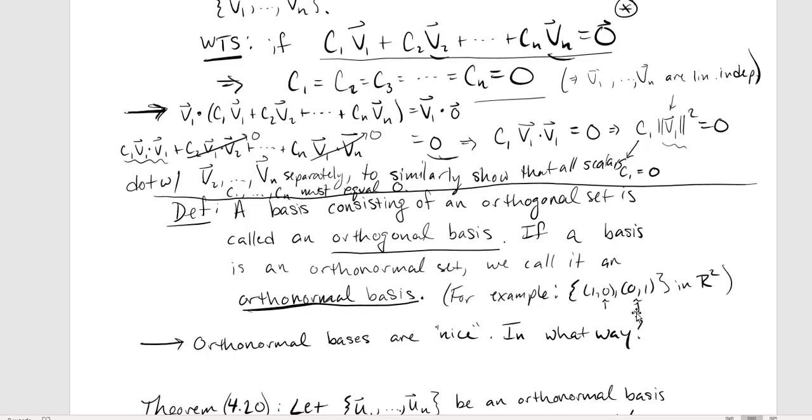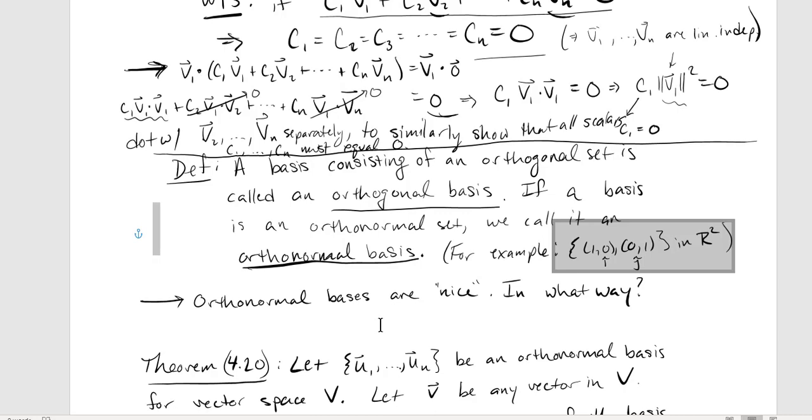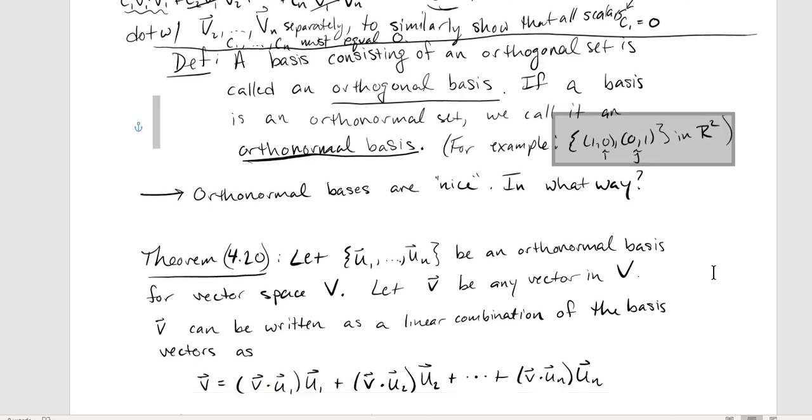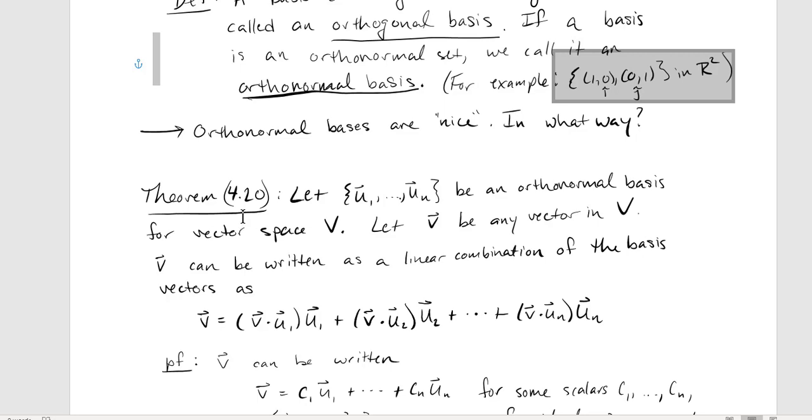So an orthonormal basis, why do we care about these things? It turns out they're very nice in a very specific way. I want to see in what way these orthonormal bases are nice. So this is theorem 4.20, your book calls it. Let u1 through un be an orthonormal basis. So these are all mutually orthogonal and have length 1, unit vectors. So let these be an orthonormal basis for vector space V.